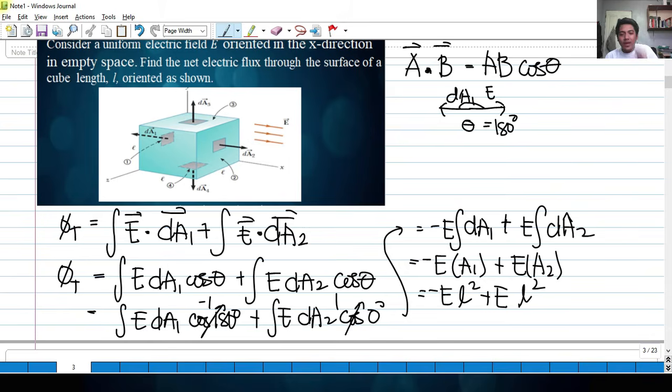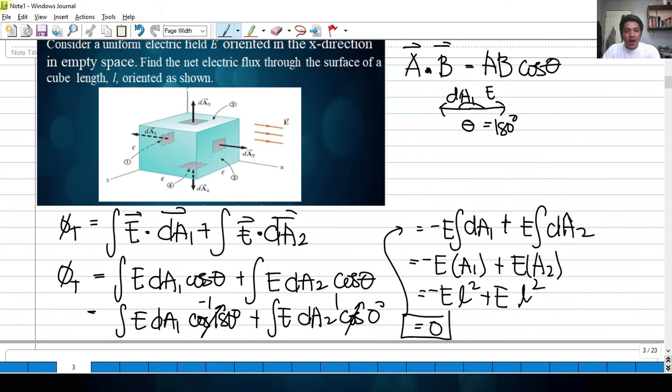So negative E L squared plus E L squared, that's correct. We get a zero flux in this cube. That's correct, zero. Here's the reason why the electric flux is zero. The total net electric flux in this cube is zero because the cube has no net charge inside it. I repeat, the cube has no net charge inside it.